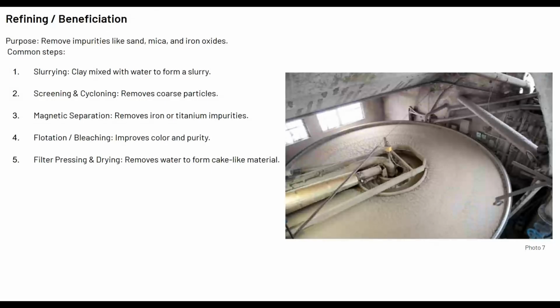Refining/beneficiation. The purpose is to remove impurities like sand, mica, and iron oxides. Some common steps are slurrying. As we can see in the picture here, slurrying is clay mixed with water to form a slurry. Screening and cycloning. It removes coarse particles. Magnetic separation. It removes iron or titanium impurities. Flotation/bleaching. It improves the color and purity. Finally, filter pressing and drying, which removes water to form a cake-like material.